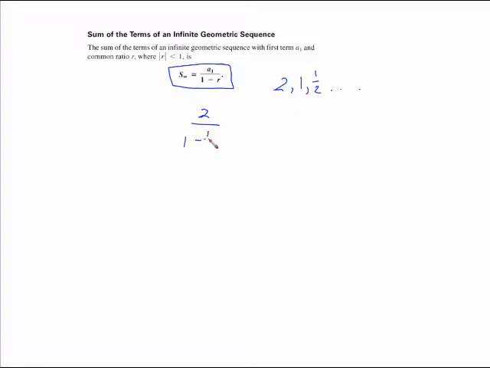The common ratio is a half. 1 minus a half is a half. 2 divided by a half is 4. Now, you can do that with the calculator, or you can do it by hand. 2 is the same as 2 over 1 over 1/2. When you have a complex fraction, a fraction over a fraction, you take the bottom fraction, flip it upside down, and multiply. But I think it's just as easy to use the calculator.